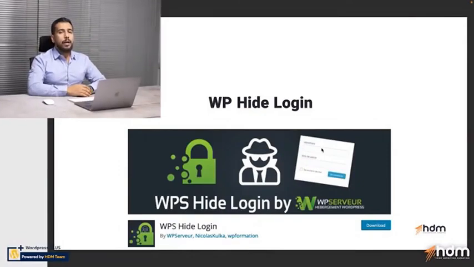The WP Hide Login plugin is for changing the admin login URL. By default, the WordPress login URL, as you know, is wp-admin. With this plugin, I can easily change that URL, making it less accessible to most people, or even hackers, preventing them from easily connecting to it and using it.